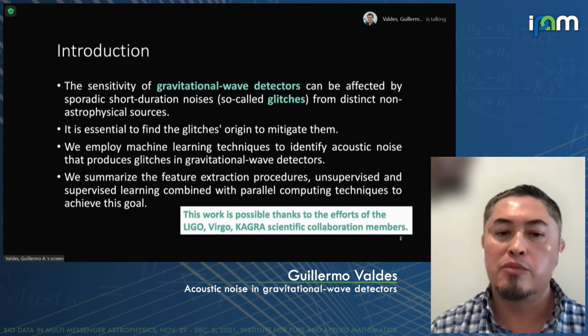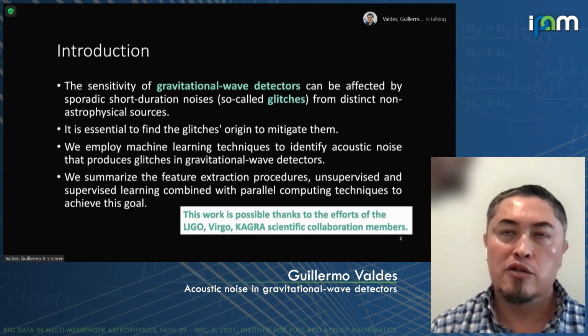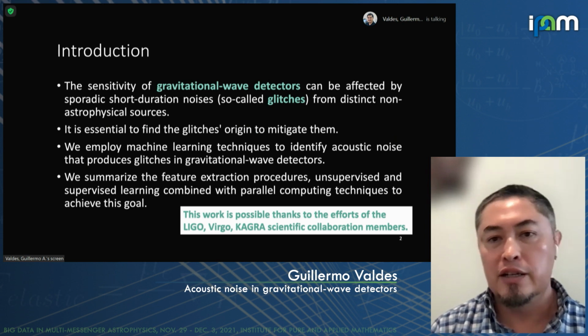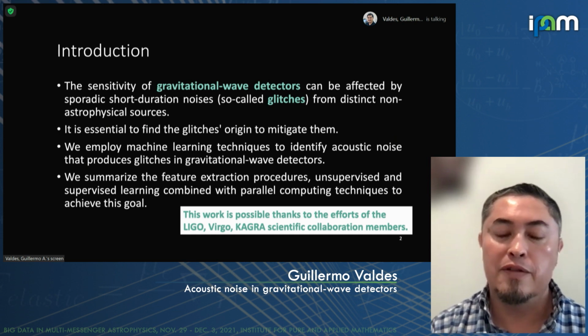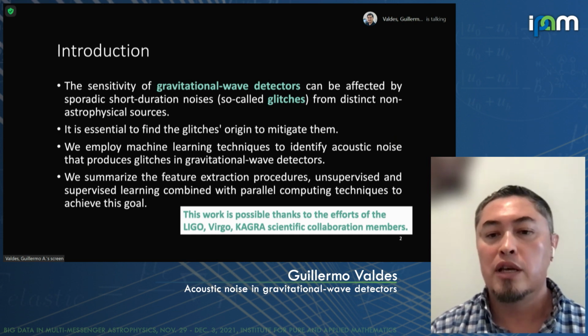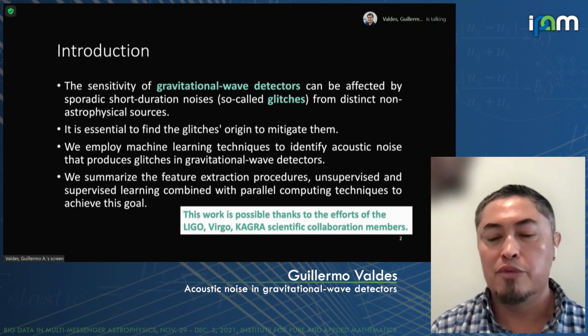So we employ machine learning techniques to identify, in particular for this work, acoustic noise produced by the instrument. But in this case, it's going to be about external sources that produce glitches in gravitational wave detectors. The second part of this presentation is going to be a summary of the feature extraction procedures that we employ, the unsupervised and supervised learning that we combine with parallel computing techniques to achieve this goal.